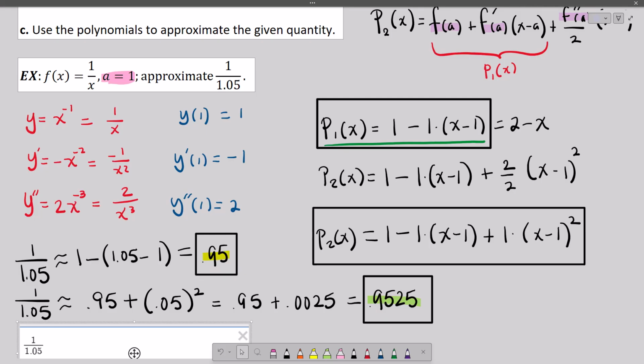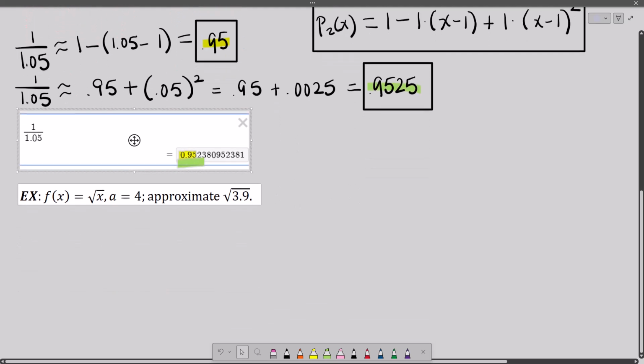So over here, this x is the same x as that x. So if this x gets replaced with 1.05, then both of these x's get replaced with 1.05. So let's try that again with this one.